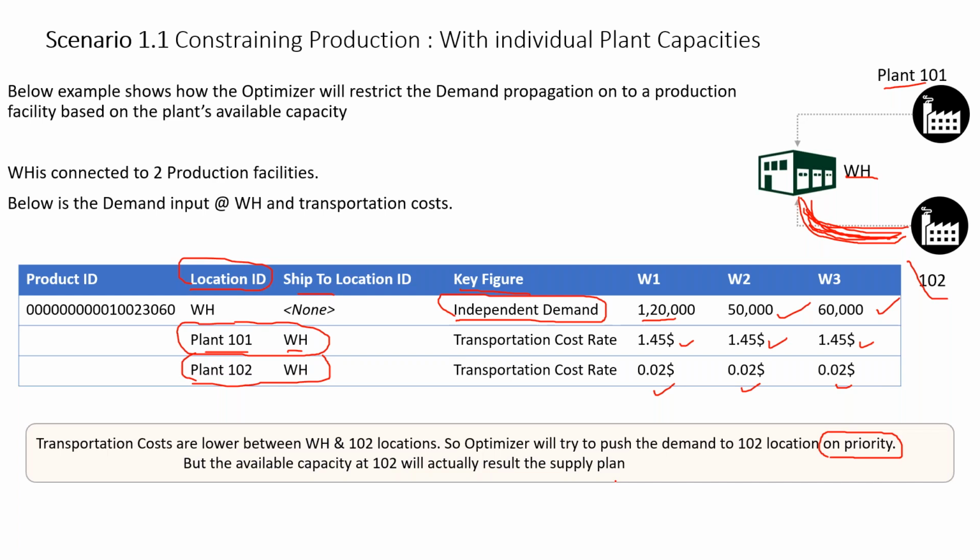Okay, now we'll see how these demands will be respected. And just a small thing, guys, that in the 102 location, it can only do 50,000 of production, and that is the available capacity, and I've maintained some consumption rates, so it can only do 50,000. So now let's see how it happens.